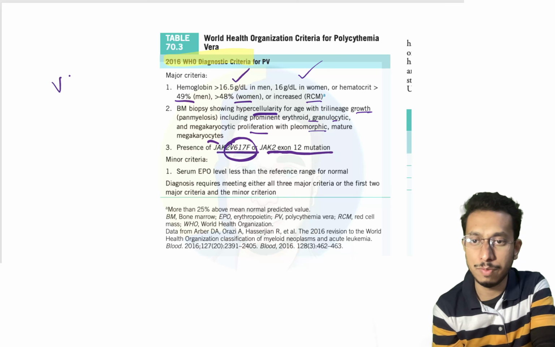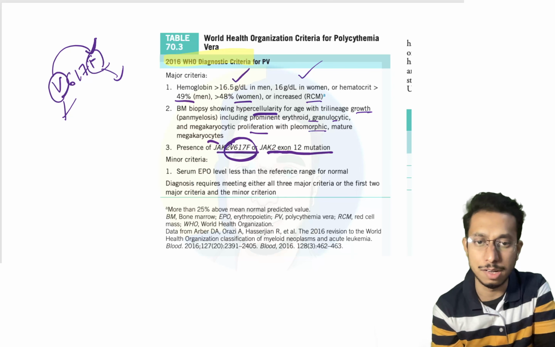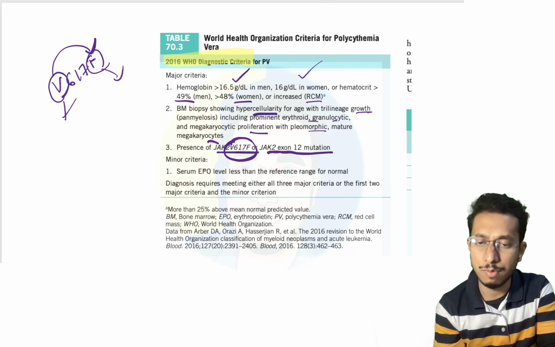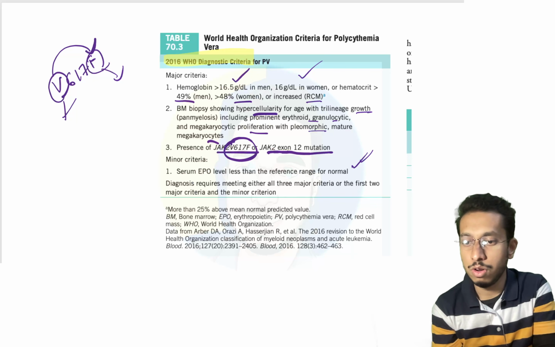Now, what is meant by V617F? V is for valine, F for phenylalanine. So, valine to phenylalanine mutation. Now, minor criteria involve serum EPO level less than the reference range for normal. Okay. So, once we have diagnosed it, now let's come to the treatment part. So, how to treat the patient, guys?